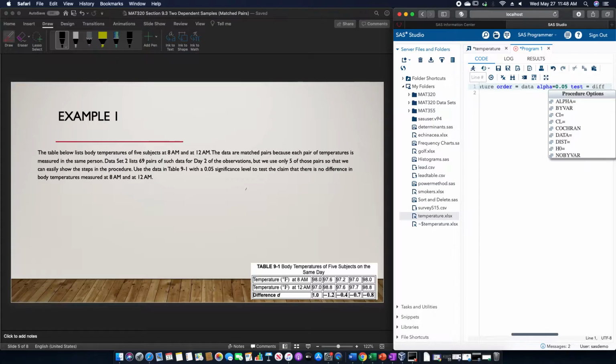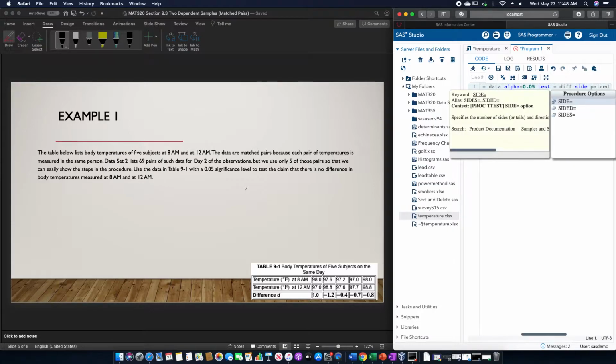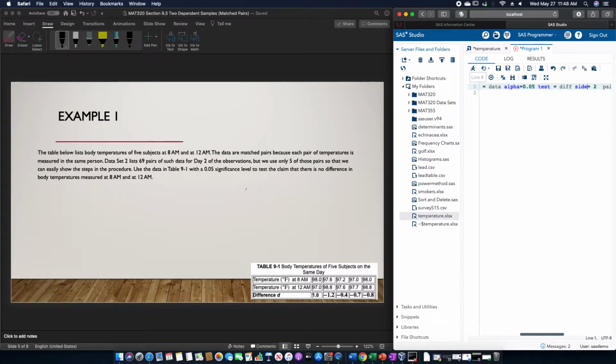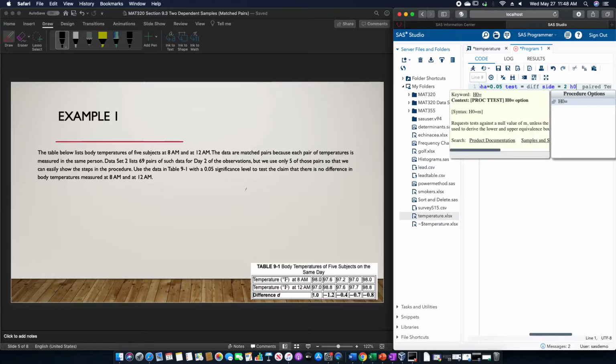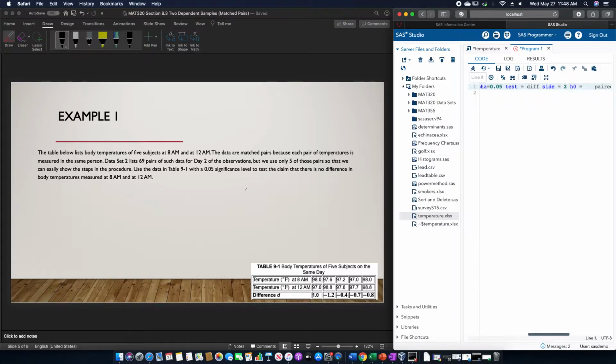We have test is equal to the difference. We need side is equal to 2 for this, since we are looking at if there's any specific difference with these. And we need that the null hypothesis is equal to 0. Well, I mean, we technically don't need that in there, but it is helpful to have that written out as is, since I should probably have written out the hypothesis test before typing all that in.